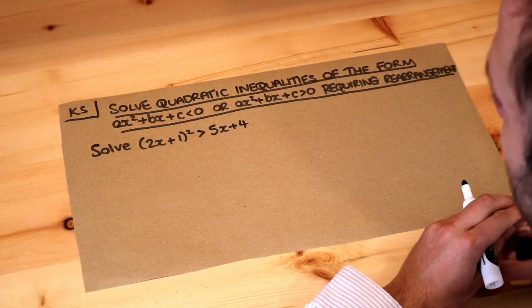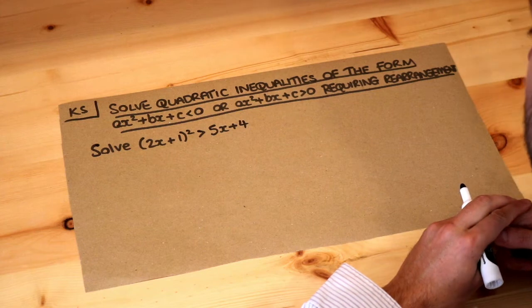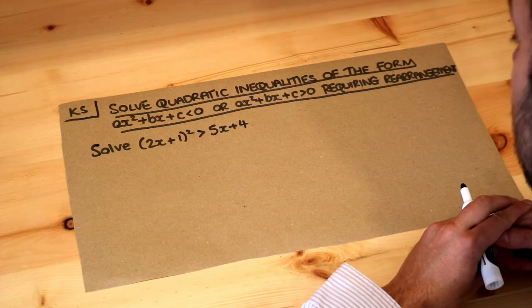Hello and welcome to this Tros Maths key skill video on solving quadratic inequalities of the form ax squared plus bx plus c less than 0 or ax squared plus bx plus c greater than 0, requiring rearrangement.